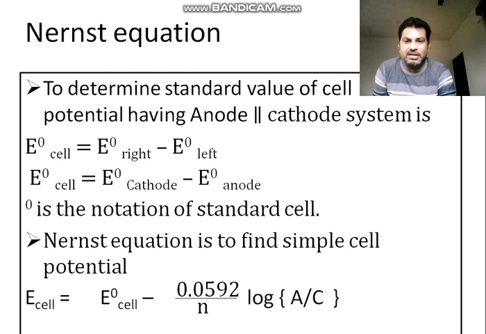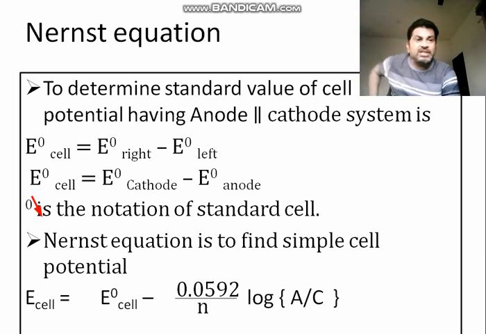Here you can watch out this degree. This degree means nothing but the standard value. Now if there is no standard value, then the concentration of the anode and cathode will be changed. Now if the concentration of anode and cathode is changed, then which value do they have? That is what we are going to study.